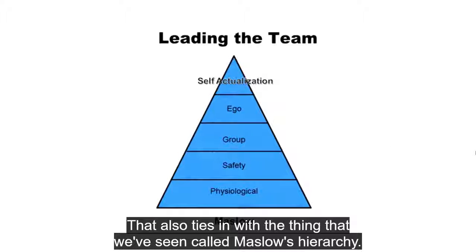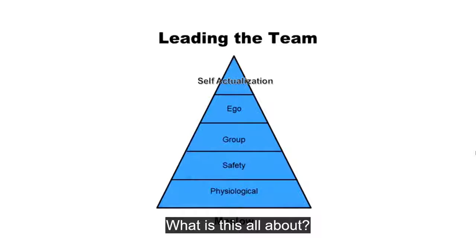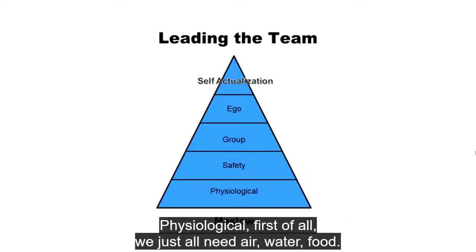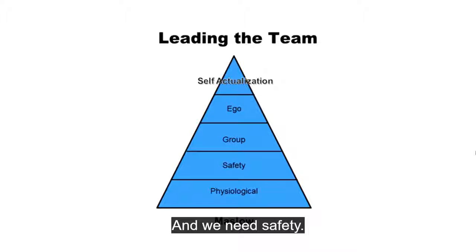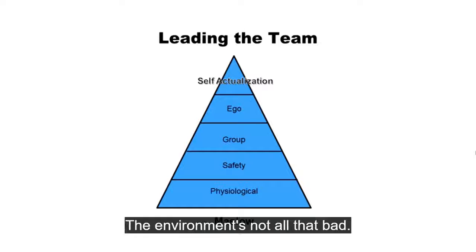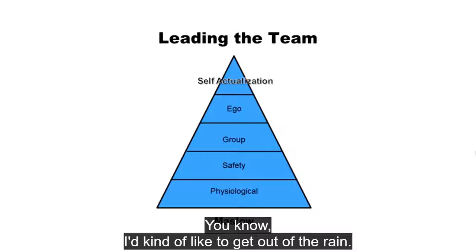That also ties in with a thing that we've seen called Maslow's hierarchy. What is this all about? Maslow says there are different motivating forces for us along the way. Physiological, first of all, we just all need air, water, food. Got to have those things. And we need safety. Well, I've got some food, I've got some water, things are pretty good around here. The environment's not all that bad. I'd kind of like to get out of the rain.